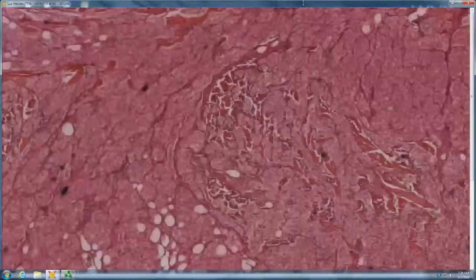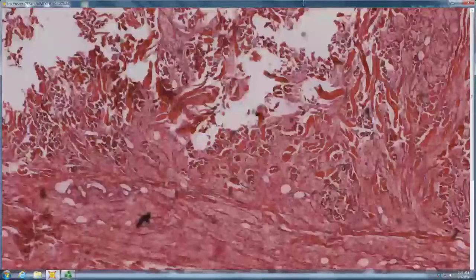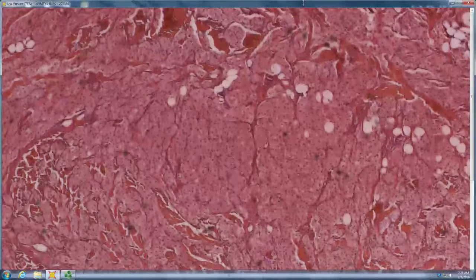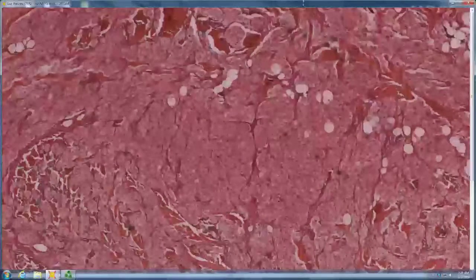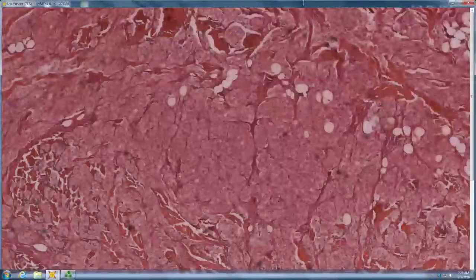So GCTs are about the same color as erector pili muscle. So before immunostains, they were thought to be a smooth muscle tumor. The old name was granular cell myoblastoma, just because they're the same color as erector pili, but they're neural. They're S100 positive.